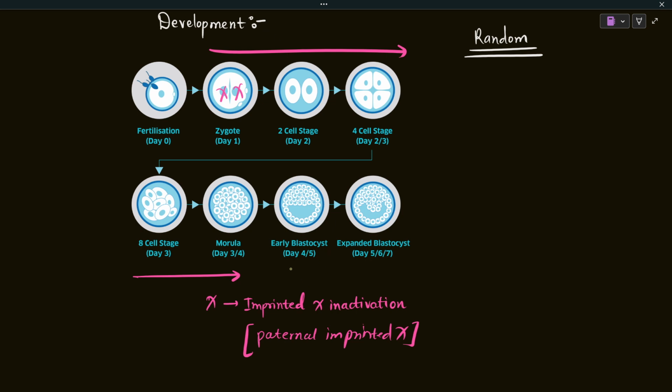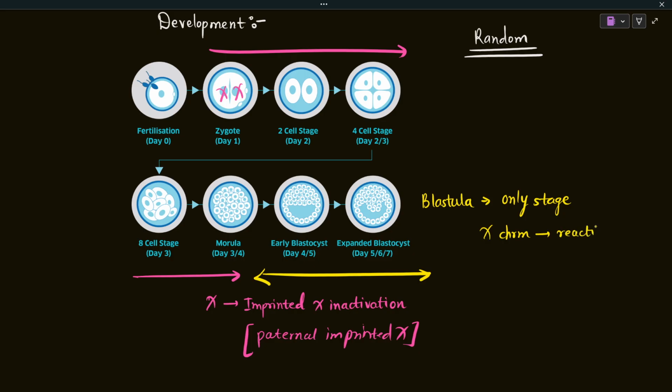Then comes the blastula stage, when the blastocyst is formed. The blastula stage is the only stage where both of the X copies are active. So the X chromosome, which was inactivated till the morula stage, is reactivated. This is the only stage where both of the X chromosomes are active, and that is why we say that the blastula stage is the only stage in humans where the 2X dosage can be tolerated.